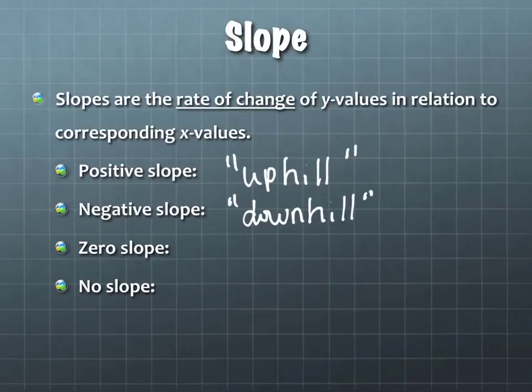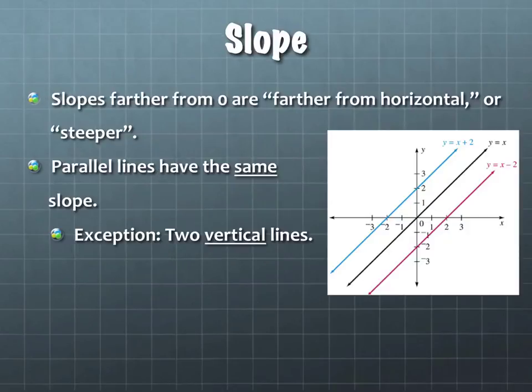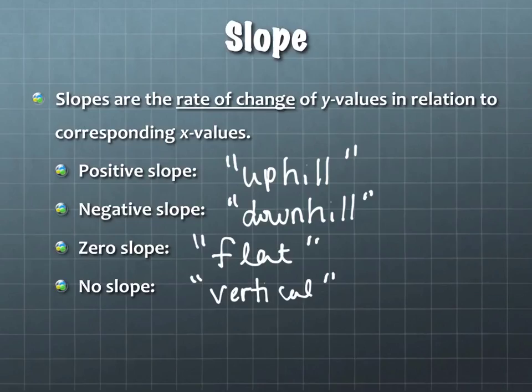A zero slope is usually what we think of as being flat. And then no slope is vertical. Like a building. Like if you were going to climb up the side of the building, I'm not advising that, but that would be vertical. There's my picture. Okay.